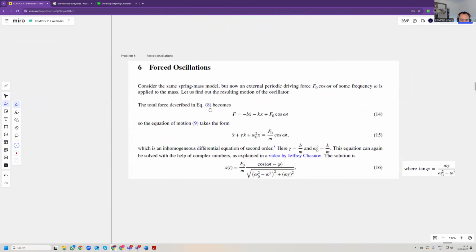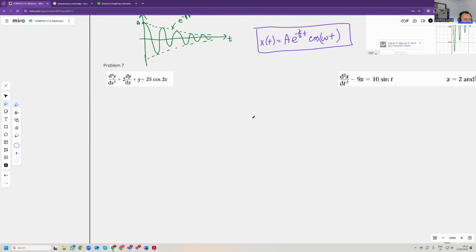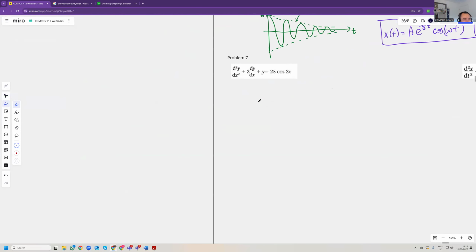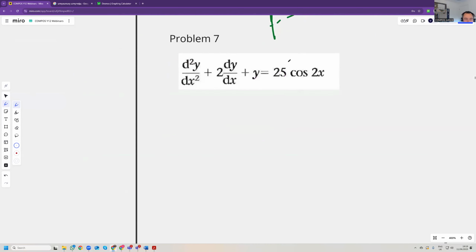Now the next part is forced oscillations. That's even more complicated, but yeah. Let's look at this equation. So the difference is that on the right-hand side, it's not zero. So to solve this, you need to do it in two stages. Stage one, just make it zero. So first, solve the homogeneous equation.